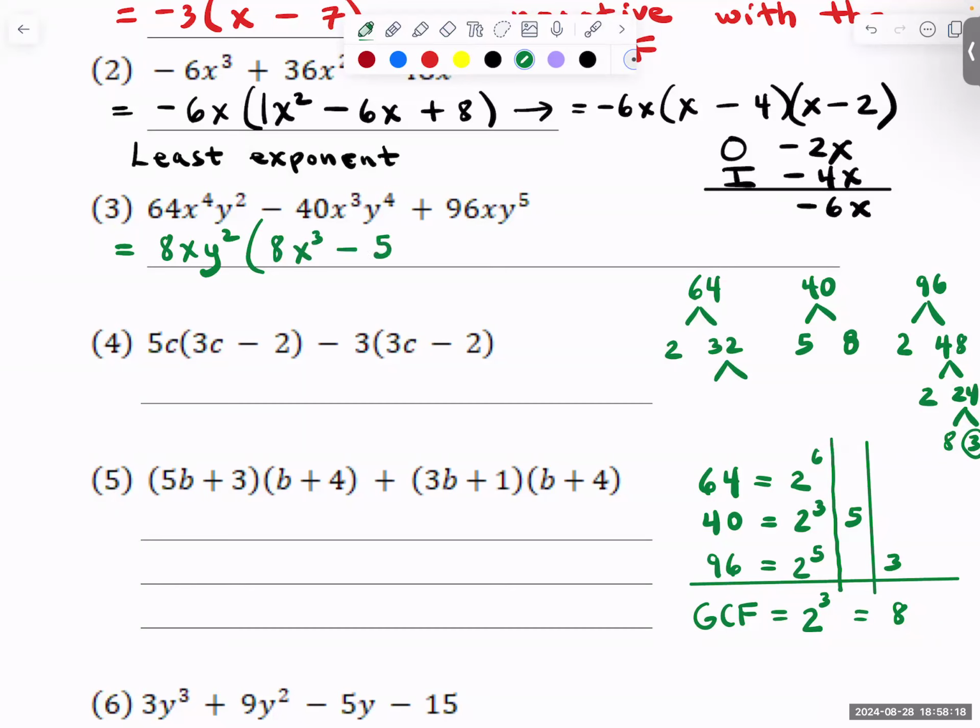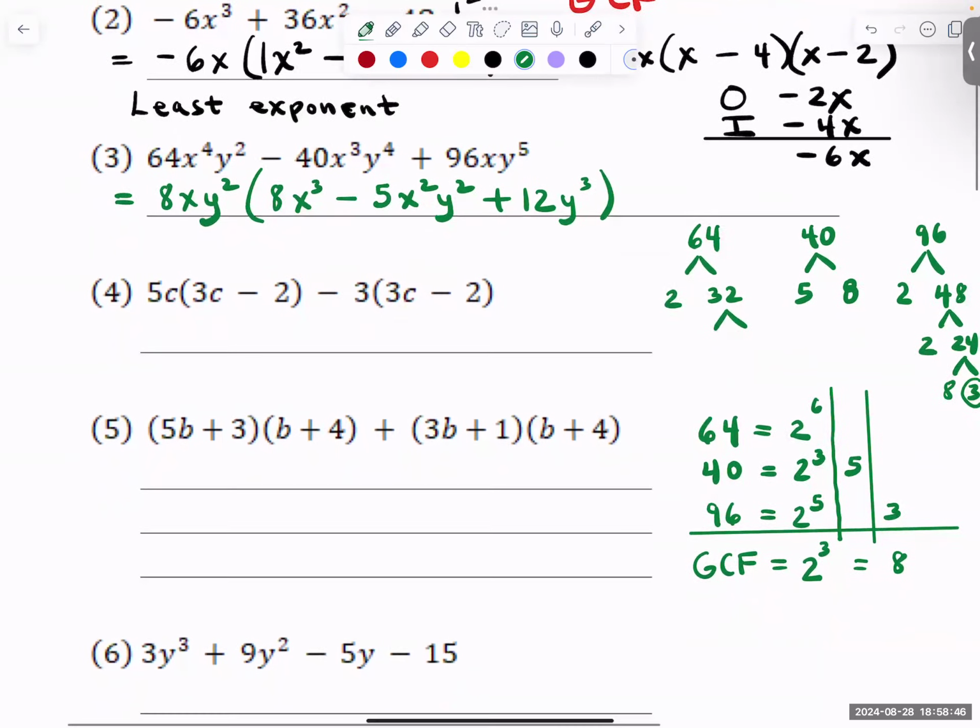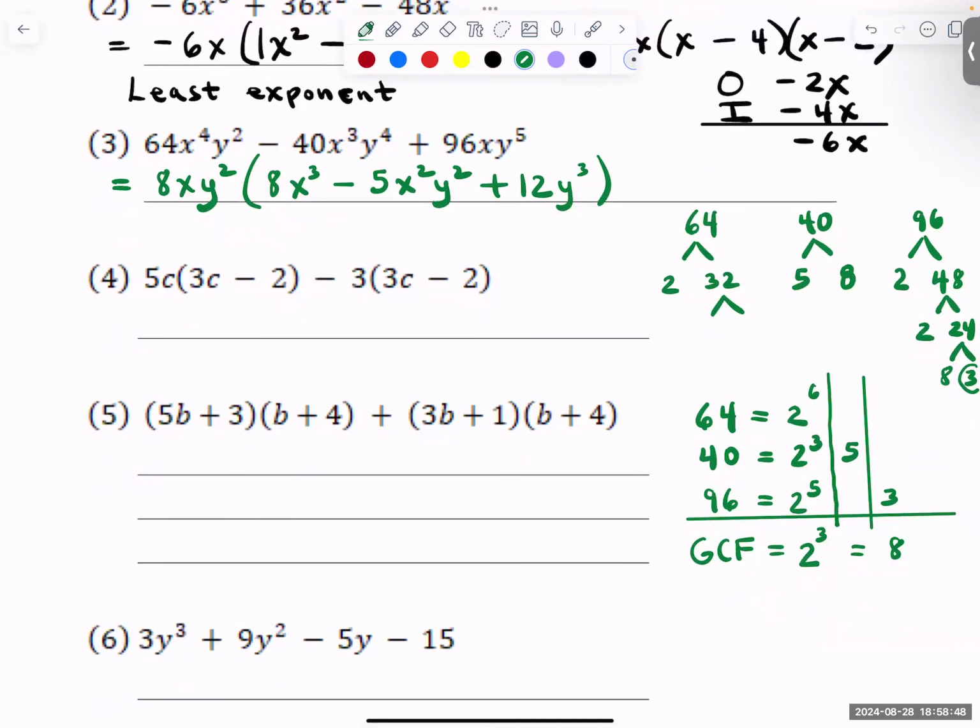So now we have to verify that inside the parentheses, the only common factor is 1. That's true, so we cannot factor further. And we have no special pattern, no special case inside the parentheses.